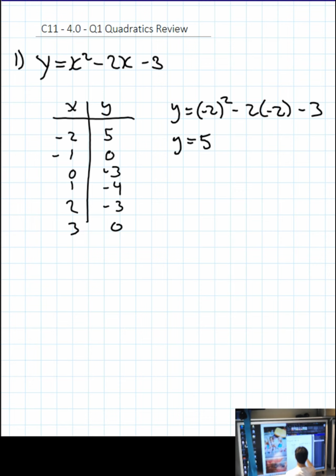So let's draw a graph, and let's start off with negative 2, 5, and negative 1, 0, and 0, negative 3, and 1, negative 4. And then symmetrical points.